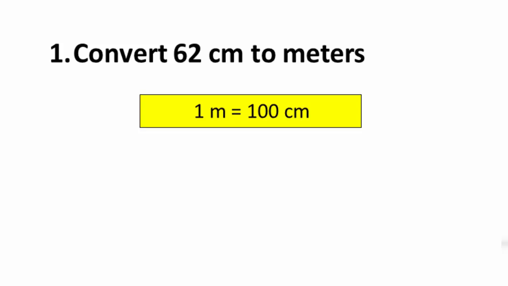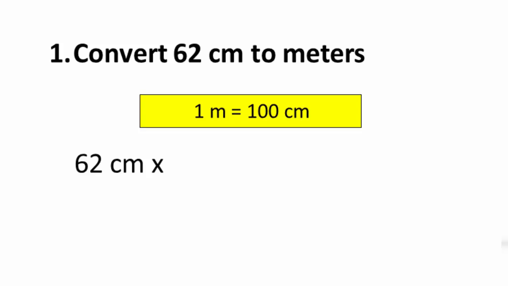This is one of the ones I want you to memorize, and it's actually not that hard, because centi comes from the word century, and hopefully everybody knows a century is 100 years. So there are 100 centimeters in a meter. To do these problems, the next thing you want to do is write down the given value. So we're going to write down 62 centimeters.